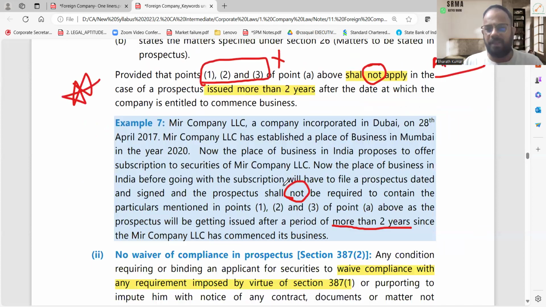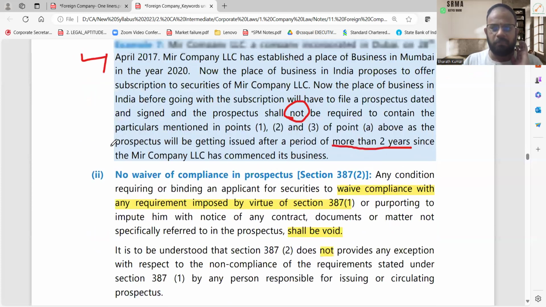For that, one example they would have given. Glance at this, very simple, it will be asked in the case-based question. Simple, it is a second standard question. So I'm not reading this. Same point. 2 years you can allow, you can issue after 2 years also, but point 1, 2, 3 will not apply. That's all, same point. They would have told in the example also.